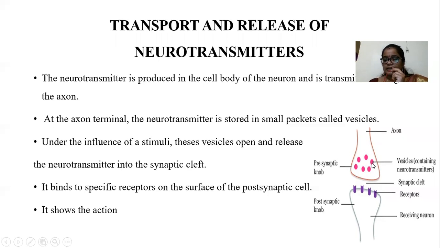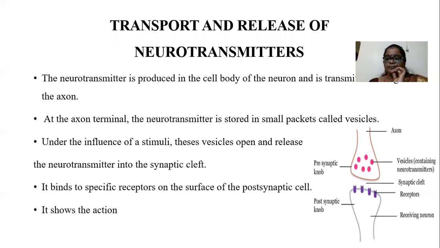Within that synaptic vesicle there are neurotransmitters. After the arrival of a nerve impulse at the end of the axon nerve terminal, what will happen? The synaptic vesicles will open and release the neurotransmitters into the synaptic cleft. The synaptic cleft is a space present between the presynaptic neuron and the postsynaptic neuron. The released neurotransmitter binds with receptors present on the postsynaptic neuron, and then some effect will be produced.